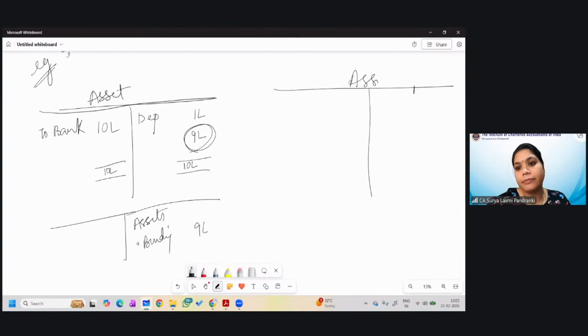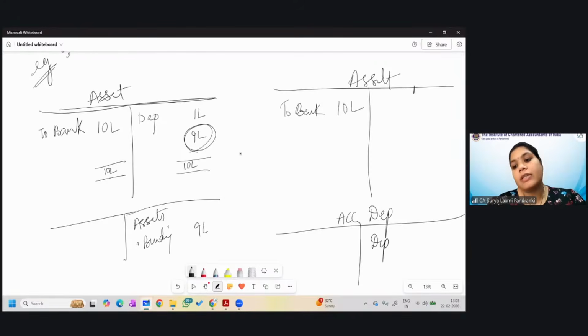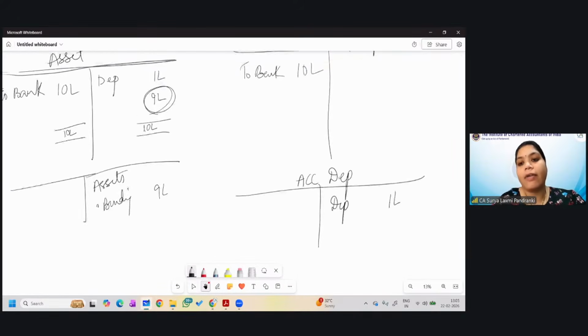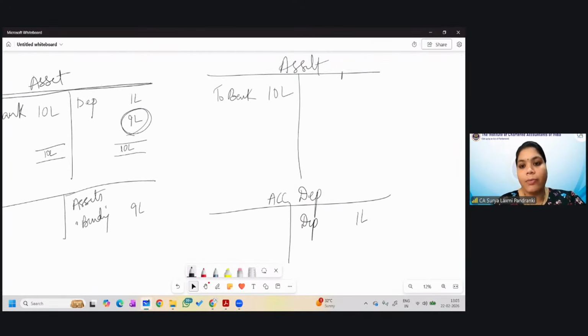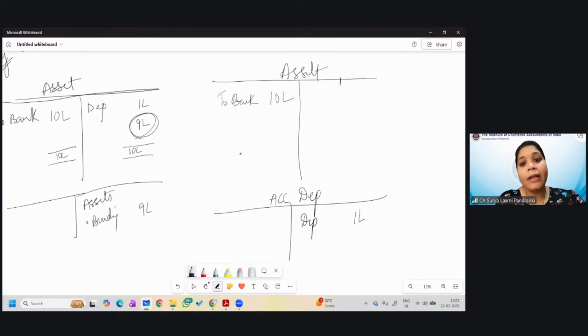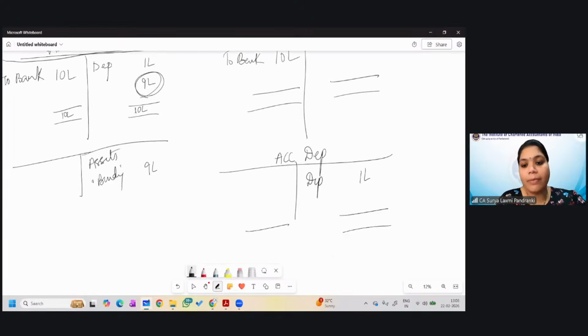I have an asset. I've purchased a building. To the bank will come just 10 lakhs. This will be there like this only. Now, what will happen to accumulated depreciation? Depreciation is debited 1 lakh, credited 1 lakh here in the accumulated depreciation account. Now, I will close this account. I will close this account also, the accumulated depreciation account.